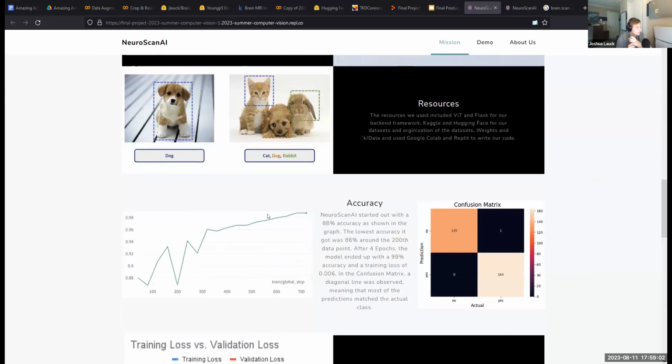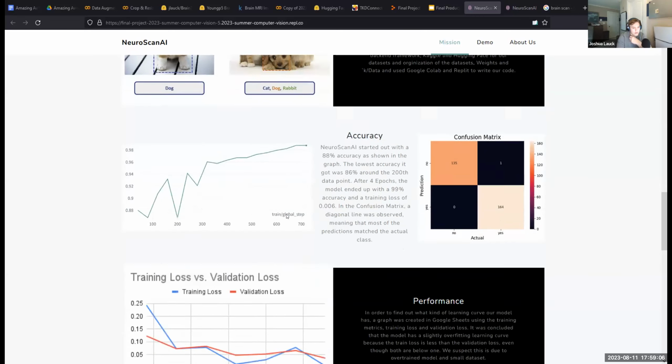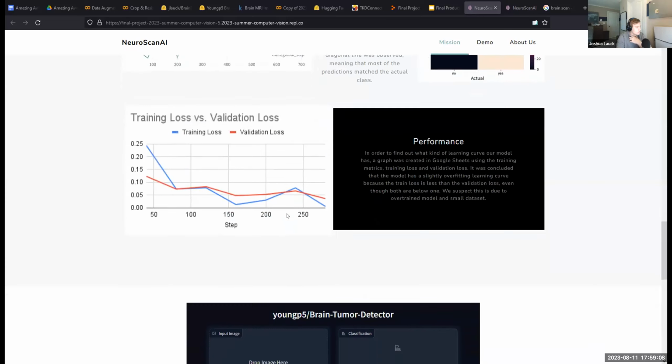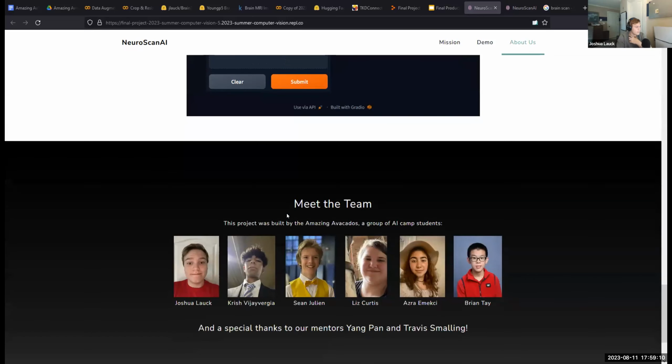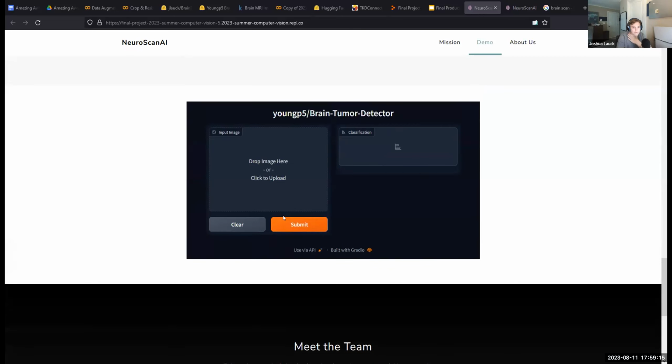The statistics for our model are then listed with the accuracy and performance. We have a very high accuracy and low training loss. At the bottom, we have a meet the team, where each member of the group is listed with a photo. And then we have our demo up here.